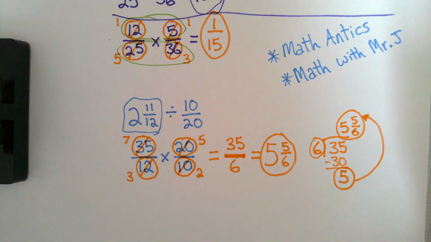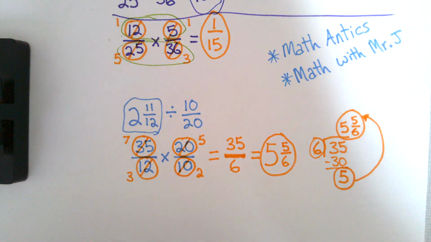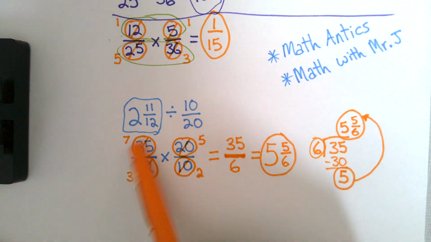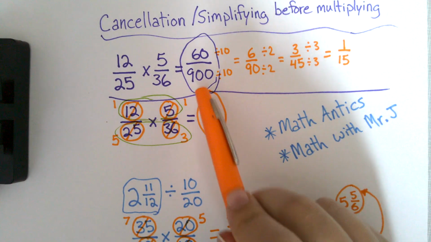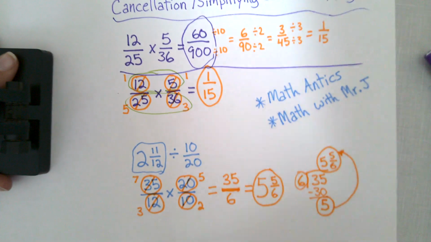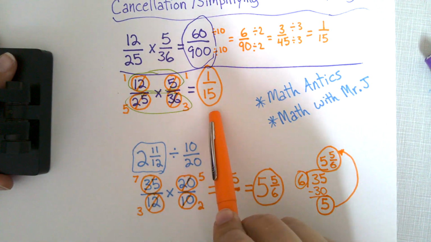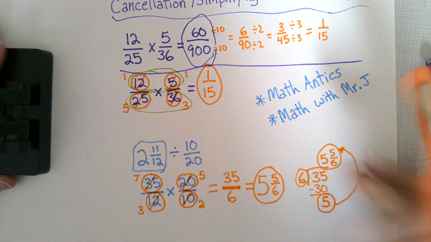So I hope this helped. I think that was the issue that you and Peyton were running into, where you have to simplify beforehand so you don't end up with these really large numbers like we did up here. And if you simplify before you actually do the multiplication, it makes it a lot easier.